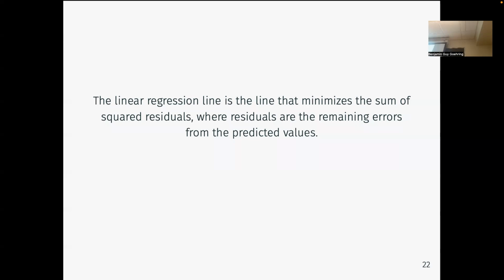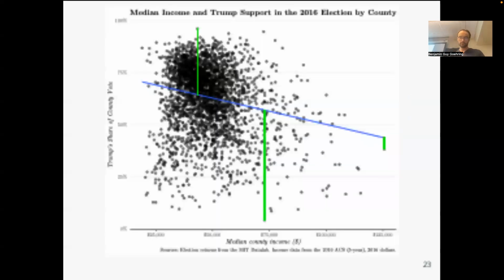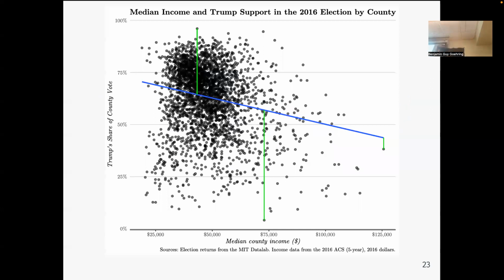Residuals, the first buzzword here, are the remaining errors between each dot and the blue line. I'm going to visualize this in a second. And this is OLS, ordinary least squares regression. So here's why this line is where it is.